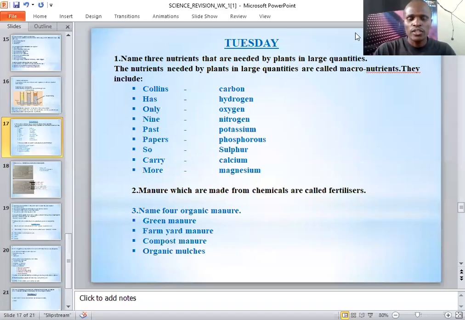Now let's look at week 2, Tuesday. The questions that you did, you can check your books. Number 1, name 3 nutrients that are needed by plants in large quantities.